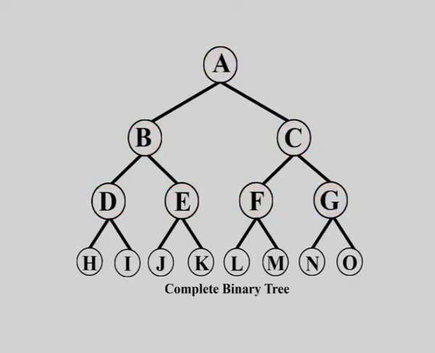The height of a complete binary tree is log of number of leaf nodes base 2. In the given tree, the total number of leaf nodes is 8, so the height of this tree is 3. Okay, that's all about complete binary tree.